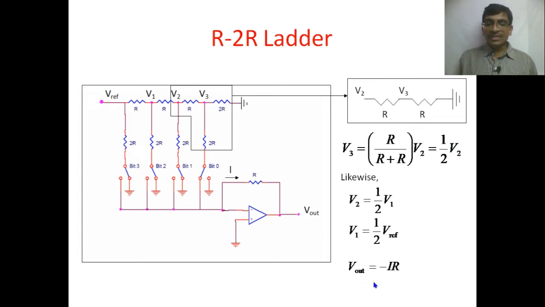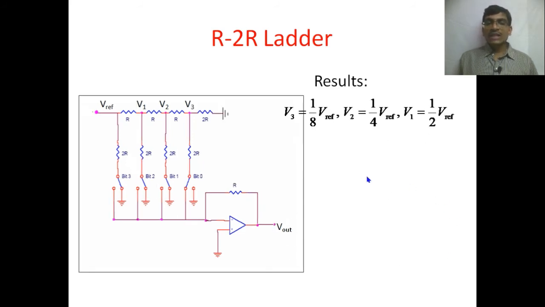Okay, and output voltage is equal to minus I into R. So here minus indicates that input and output are out of phase, and I is the current flowing in the feedback resistor, and this feedback resistor value is R. Output voltage is the voltage across the resistance R. That's why minus I into R. So now we are substituting all these values.